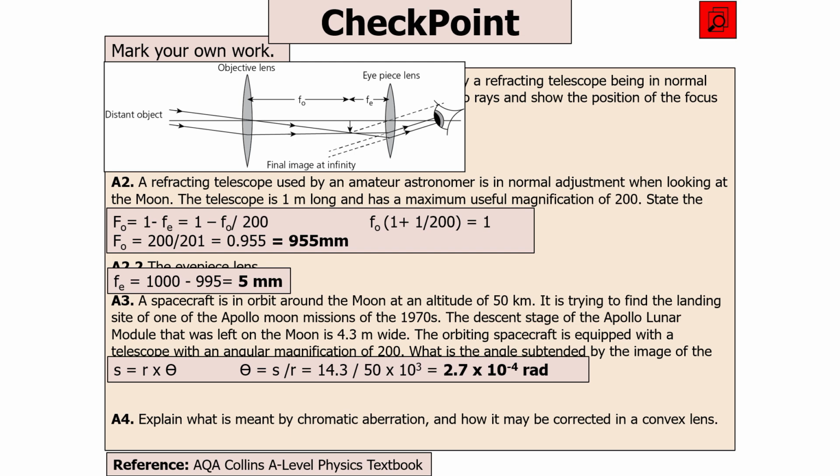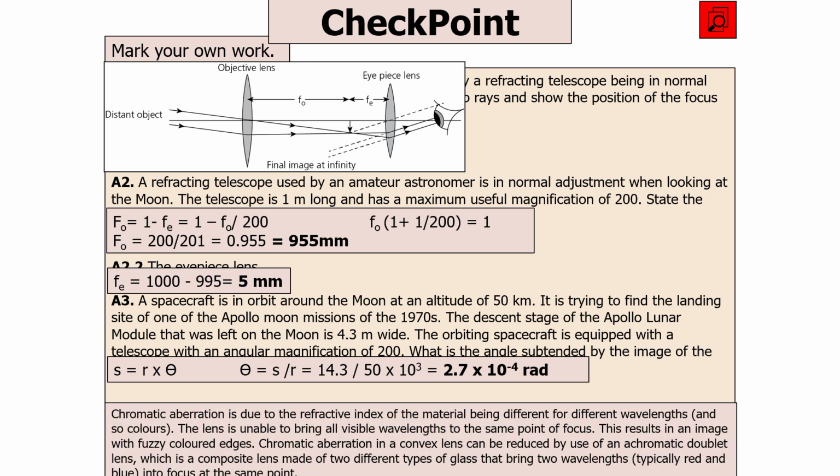Now in this next one, we've talked about this before, s is equal to r theta, so therefore theta is equal to s over r, so it's 4.3 over 50 times 10 to the 3. So you're looking at s, the length, and r, the radius of the circle that you'll be producing for your angle. So therefore you work it through to be 2.7 times 10 to the minus 4 radians.